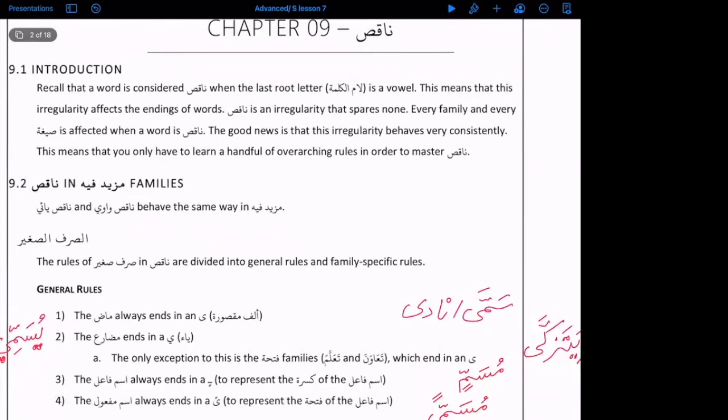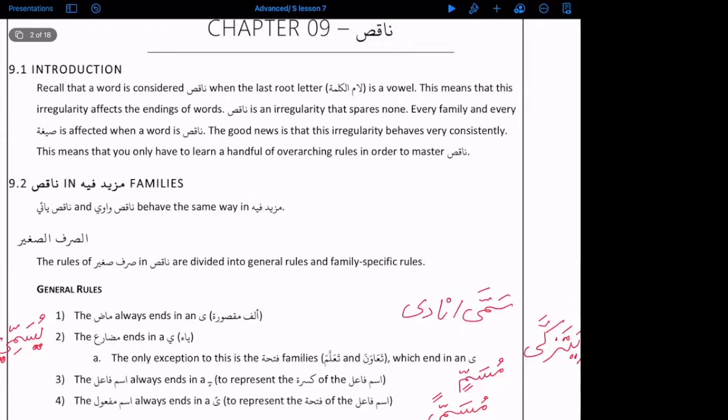We know that a word is considered Nakis when the last root letter, which is Lam Kalma, is a vowel, meaning it is a weak letter, either Waw or Ya. This means that this irregularity affects the ending of the word, and Nakis is an irregularity that spares none, meaning every siga will get affected by it. Every family and every siga is affected when a word is Nakis.